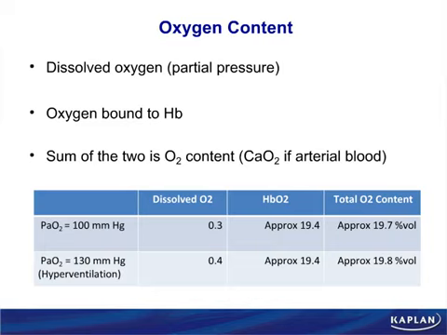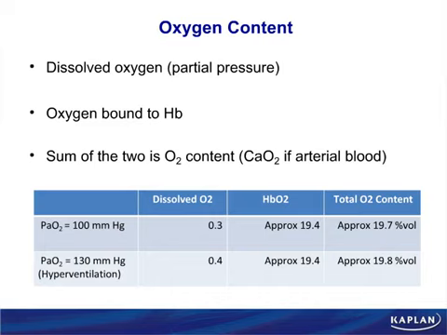Below is a table that shows that the amount dissolved is not very much. At a PO2 of 100, we have very little dissolved. But notice we have a lot bound to hemoglobin. The amount bound to hemoglobin is approximately 19.4 volume percent. The two together is total oxygen content. So oxygen content is the sum of what's dissolved plus what's bound to hemoglobin. But clearly the major player here is what's bound to hemoglobin.